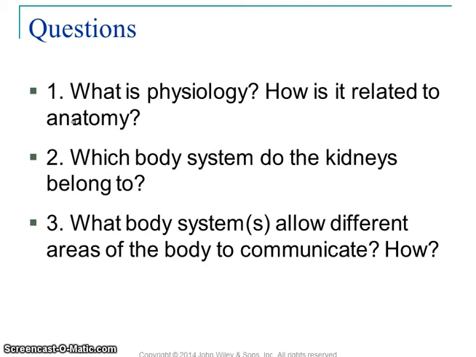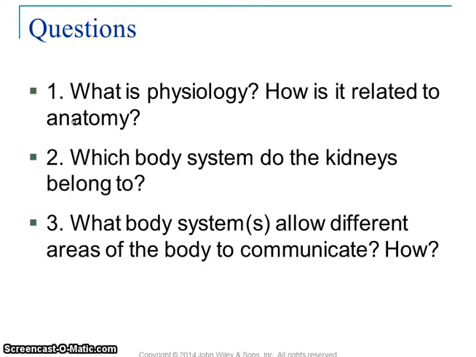Physiology is the function. A structure's anatomy reflects its physiology. So they're very related. Organs need very specific structures and compositions to perform their physiological functions. Which body systems do the kidneys belong to? Urinary. They filter the blood to make urine.